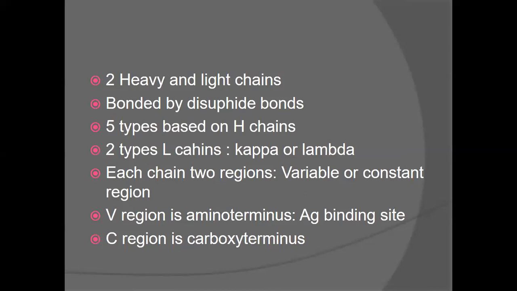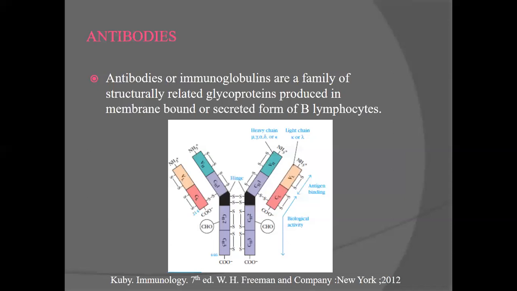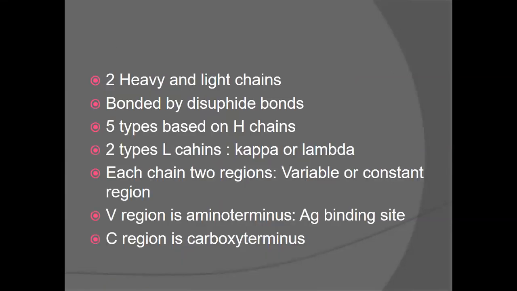Antibodies, 2 heavy chains, 2 light chains. Immunoglobulins secreted by B lymphocytes. Antibody mediated immunity or humoral immunity. Light chains can be kappa or lambda. Heavy chains can be 5 types. Based on that, we have got names. You have got a variable region and a constant region. The C region is called the carboxy terminus. The V region is called the amino terminus.